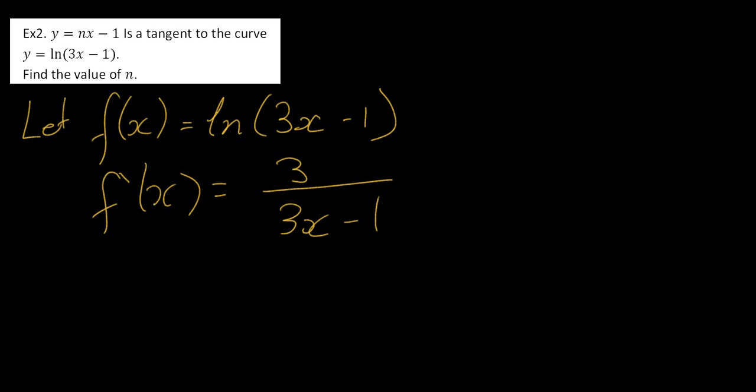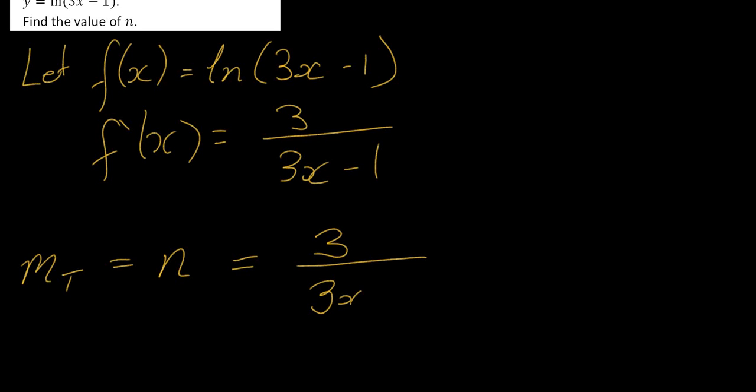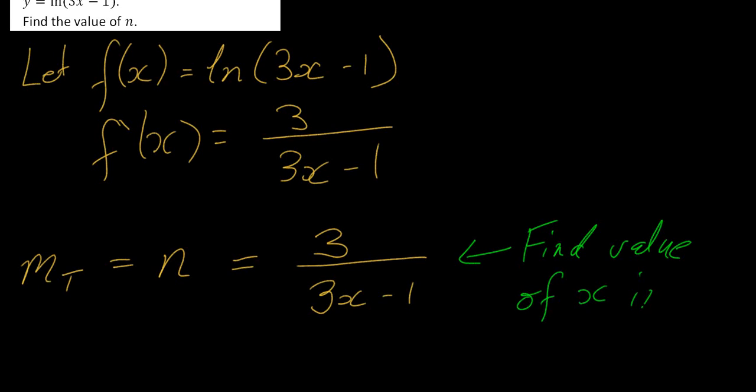Now that we have these two, the question prompts us to find the value of n. Let's start from the beginning. The gradient of the tangent is n, and we know that this n value should be equal to our gradient function at some value of x. So what we're trying to find is the value of x in terms of n. We're finding the x coordinate at which this tangent is occurring.